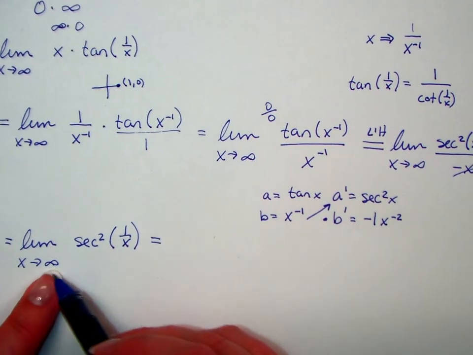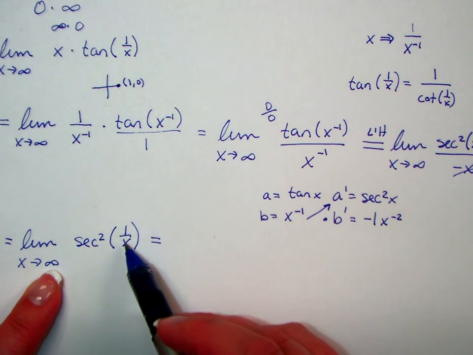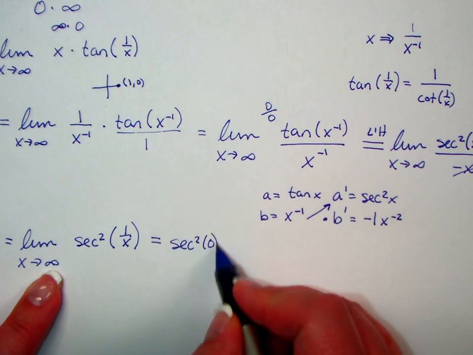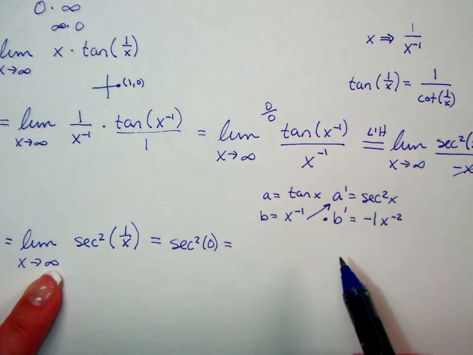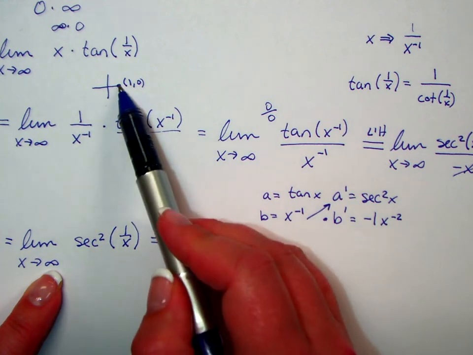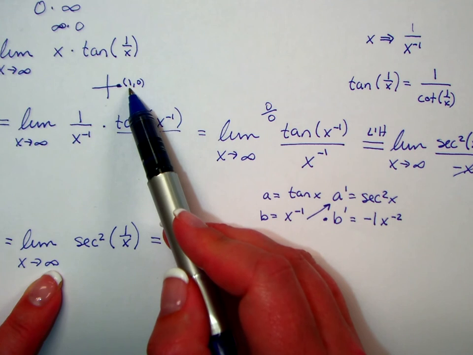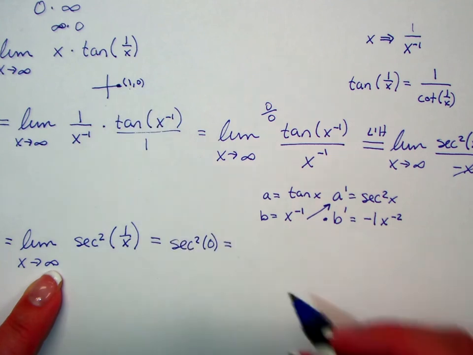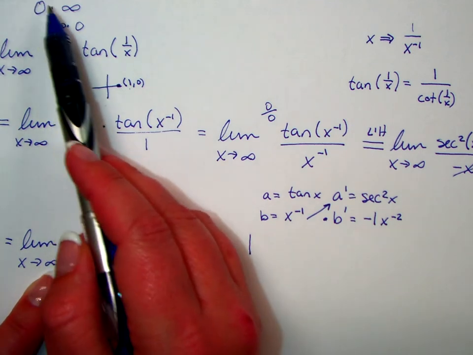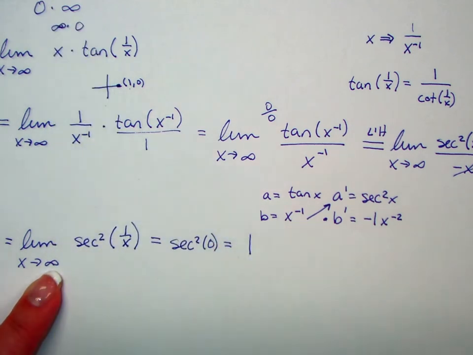Alright, so if x is headed to infinity, 1 over infinity is 0, so I need to know what secant squared of 0 is. Again, on the unit circle, if you wanted to go there, what is secant of 0? Here's 0 degrees. Secant's the reciprocal of cosine, and so we're getting the reciprocal of 1, which is just 1. So this is 1. So 0 times infinity is 1 in this case. They both head to their respective value at a 1-to-1 ratio.